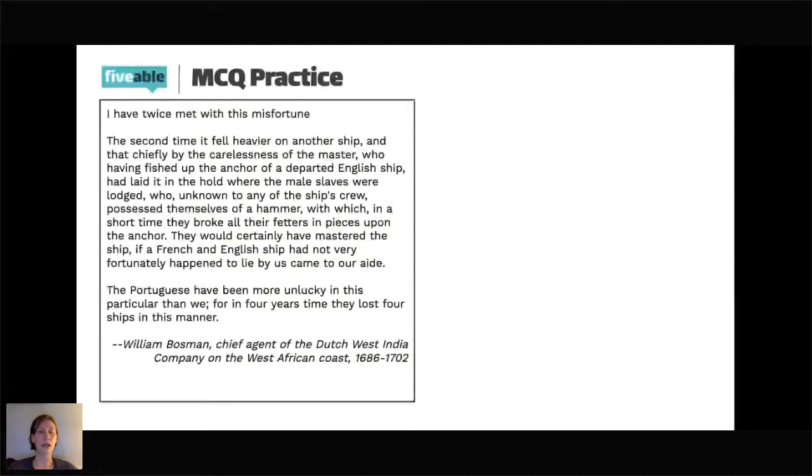I have met twice with this misfortune. The second time it fell heavier on another ship, and that chiefly by the carelessness of the master, who, having fished up the anchor of a departed English ship, had laid it in the hold where the male slaves were lodged, who, unknown to any of the ship's crew, possessed themselves of a hammer, with which, in a short time, they broke all their fetters in pieces upon the anchor. They would certainly have mastered the ship if a French and English ship had not very fortunately happened to lie by us, came to our aid. The Portuguese have been more unlucky in this particular than we, for in 4 years' time they lost 4 ships in this manner.